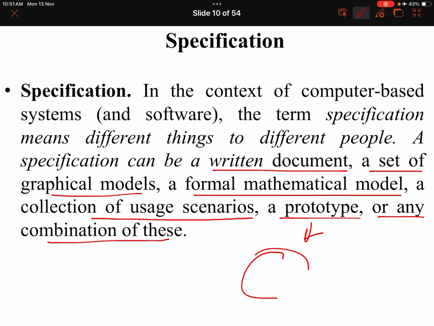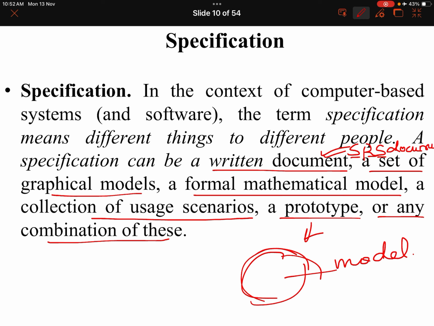A prototype is just a model. So a model will be made to show, or a written document. It can be like the SRS, software requirement specification document, is your written document. So specification can be addressed or it can be informed in many different ways.